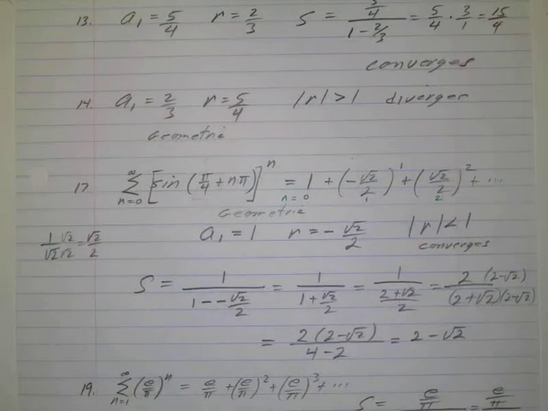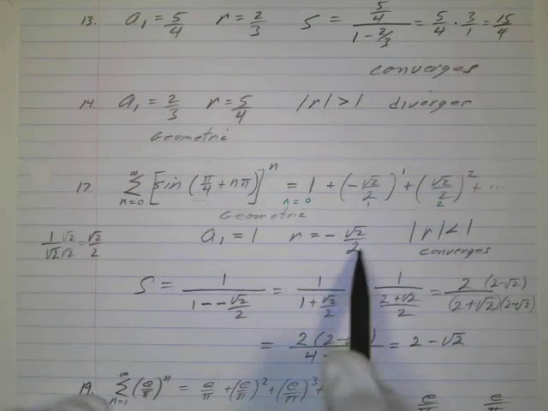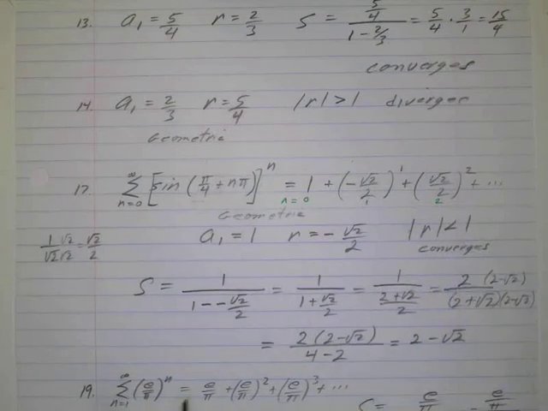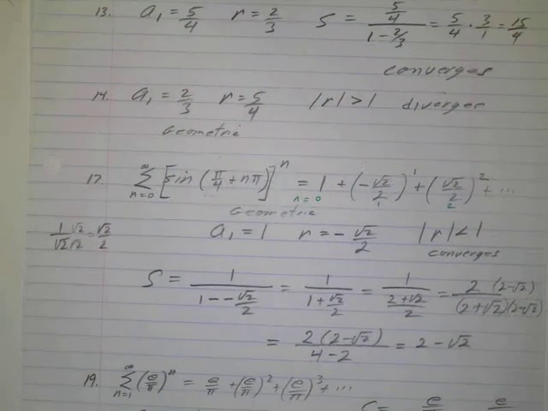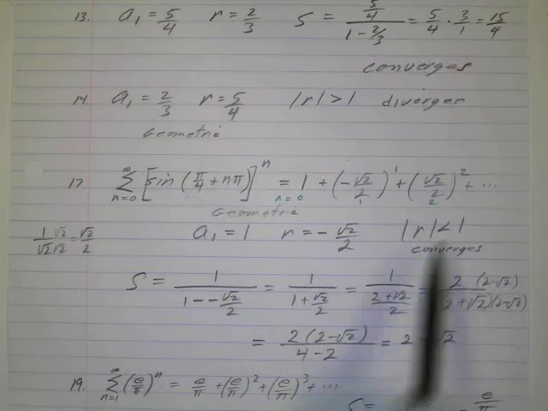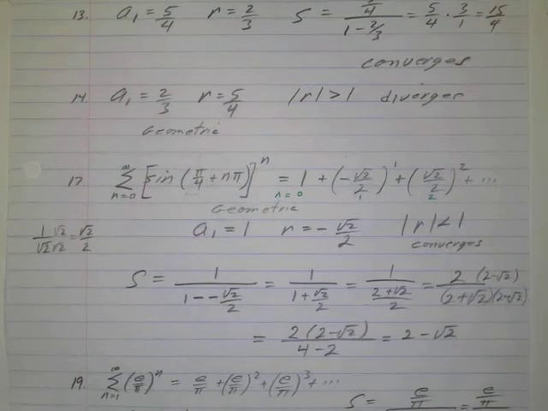Okay, the square root of 2 over 2, well, the square root of 2 is about 1.414 over 2, or if you work that on your calculator, you're going to get a number that's less than 1. So since my ratio is less than 1, it converges. Okay, so my series converges because the absolute value of r is less than 1. It's negative, but I'm just worried about the absolute value.